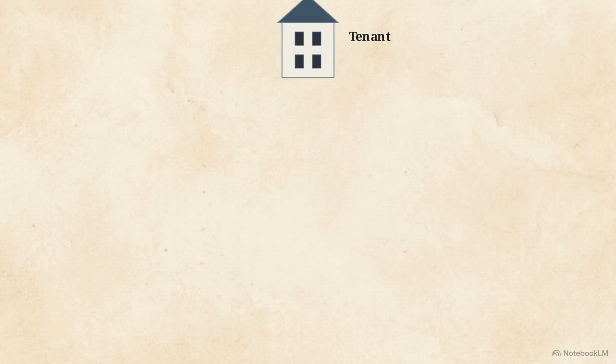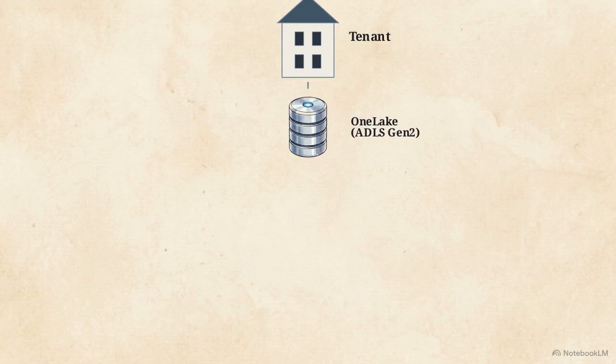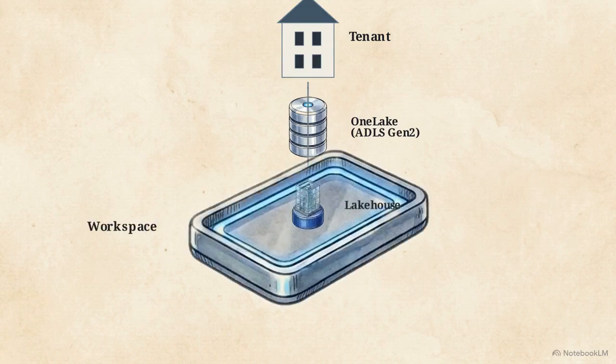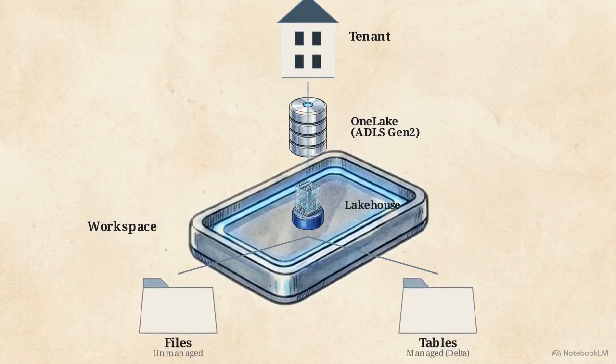Beneath that shared compute pool lies the storage foundation. This directory diagram maps OneLake, a single auto-provisioned instance of Azure Data Lake Storage Gen 2 that serves as the bedrock for the entire tenant. When you create a lakehouse inside a workspace, OneLake partitions the data into two distinct directories. The Files section holds unmanaged data in arbitrary formats, like raw CSVs or JSON. The Tables section is reserved for managed ACID-compliant data.